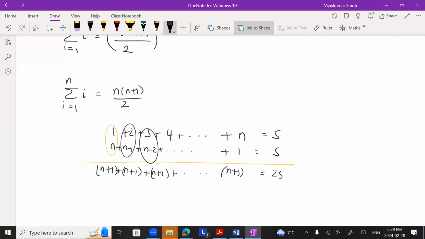So 2s is n plus 1, n plus 1, n plus 1, n times. So it's n times n plus 1 is 2s. So therefore, s is n into n plus 1 divided by 2. That's one way of looking at it.